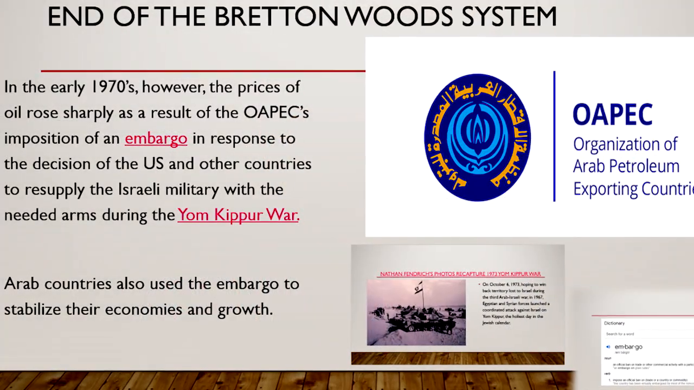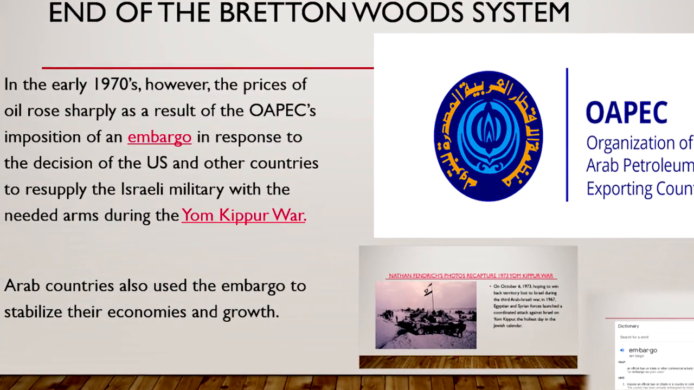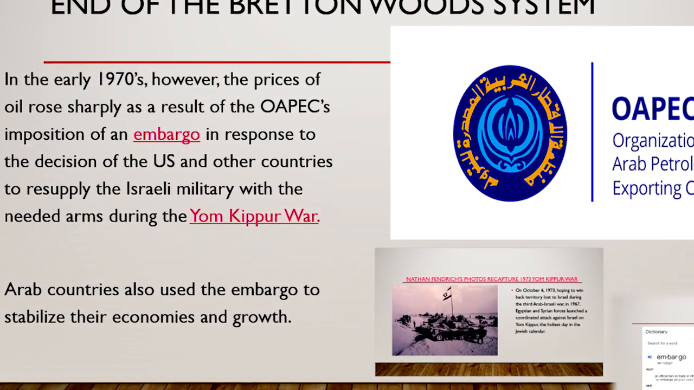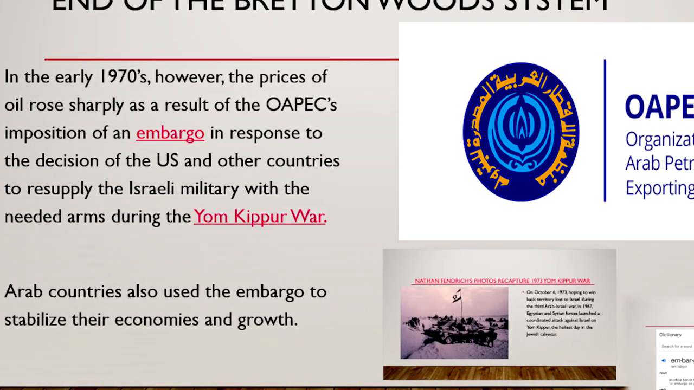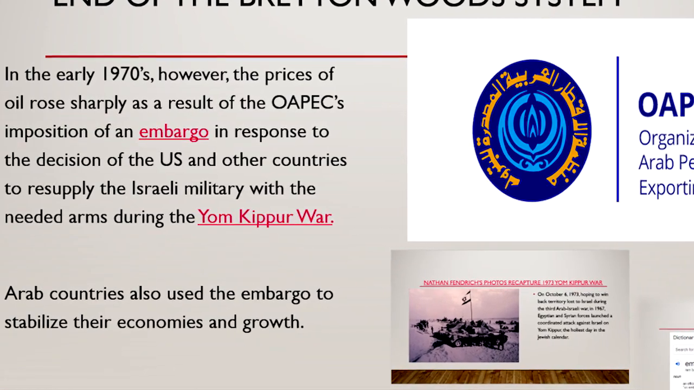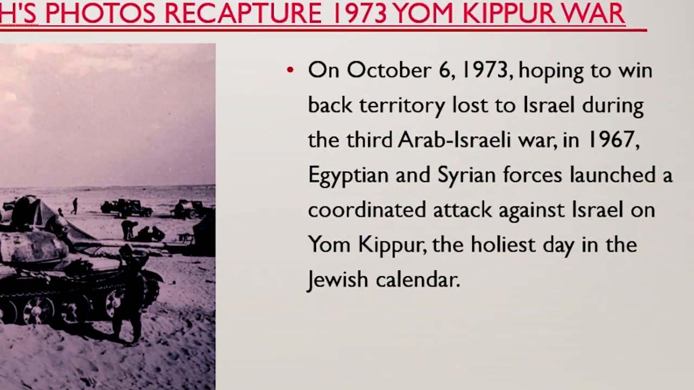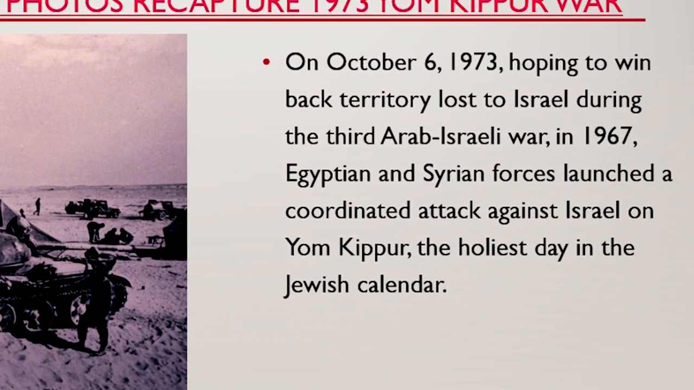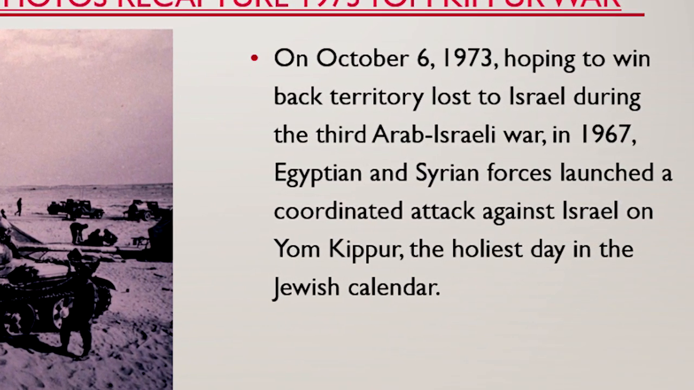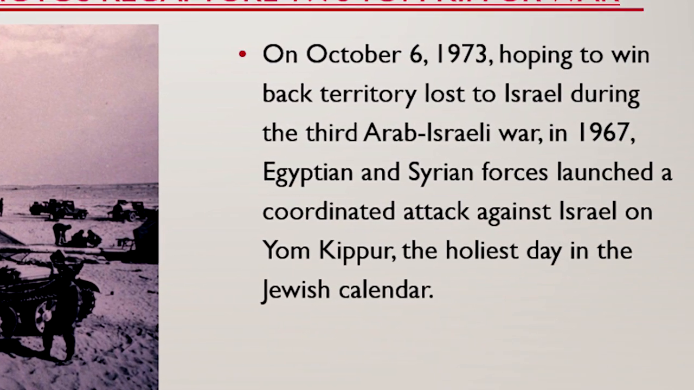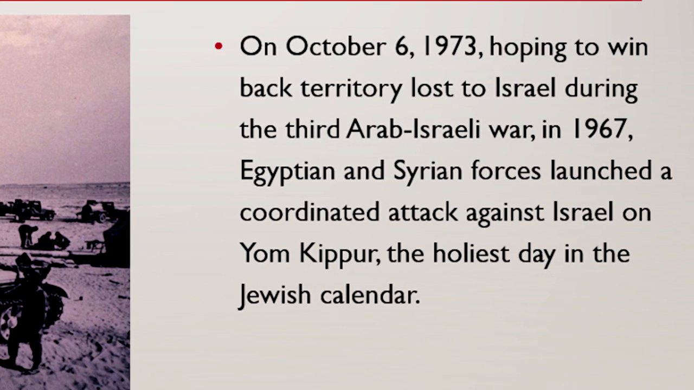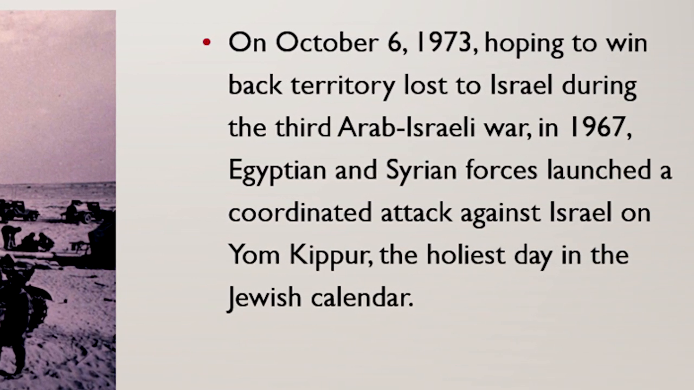So, bakit nga ba nag-impose ng embargo ang OAPEC or OPEC? So tignan natin, in response to the decision of the United States and other countries to resupply the Israeli military with the needed arms during the Yom Kippur War. Ano naman yung Yom Kippur War? October 6, 1973, hoping to win back territory lost to Israel during the Arab-Israeli War in 1967, Egyptian and Syrian forces launched a coordinated attack against Israel on Yom Kippur, or the holiest day in the Jewish calendar.